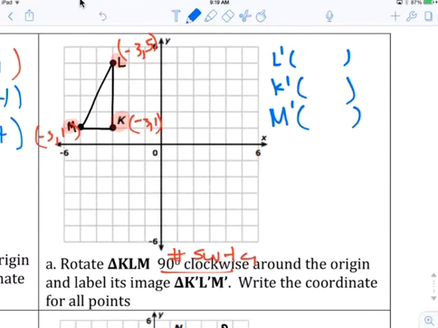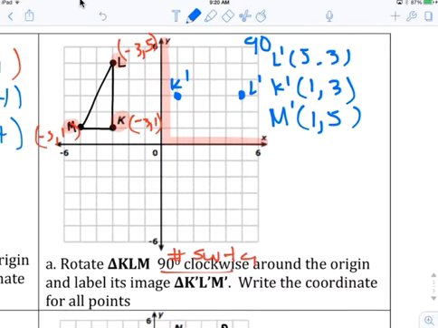Okay, so L prime is negative 3. You switch the numbers, switch the ordered pair. Ignore the negatives. 5, 3, because it's 90 degrees. K is 1, 3, M prime is 1, 5. Okay, 90 degrees clockwise is in this quadrant, so all the answers go here. Put in the numbers. 5, 3, L prime. 1, 3, K prime. 1, 5, M prime.